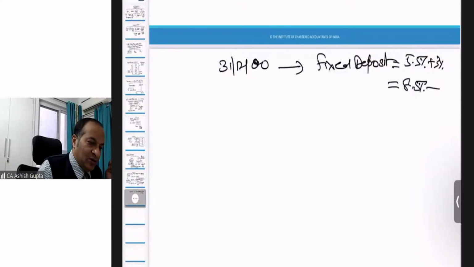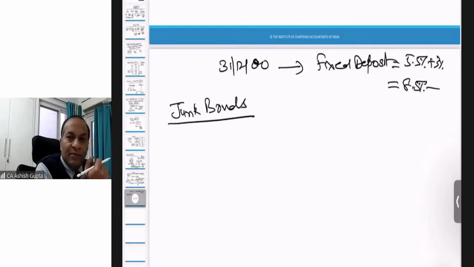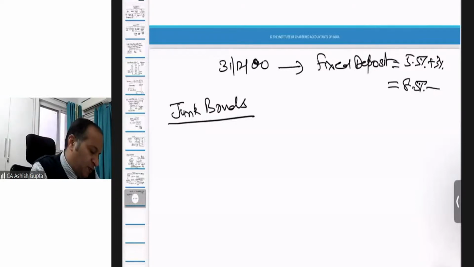Now, student, I am coming to the next bond, that is called junk bonds. As the name implies, junk means no use. Similarly, junk bonds are normally bonds issued by risky companies, because the company may not be performing well, it may be due to any reason. Sometimes they come out with the issue, or it may be possible that a company may have issued bonds of, say, 10,000, say around 20 years back.